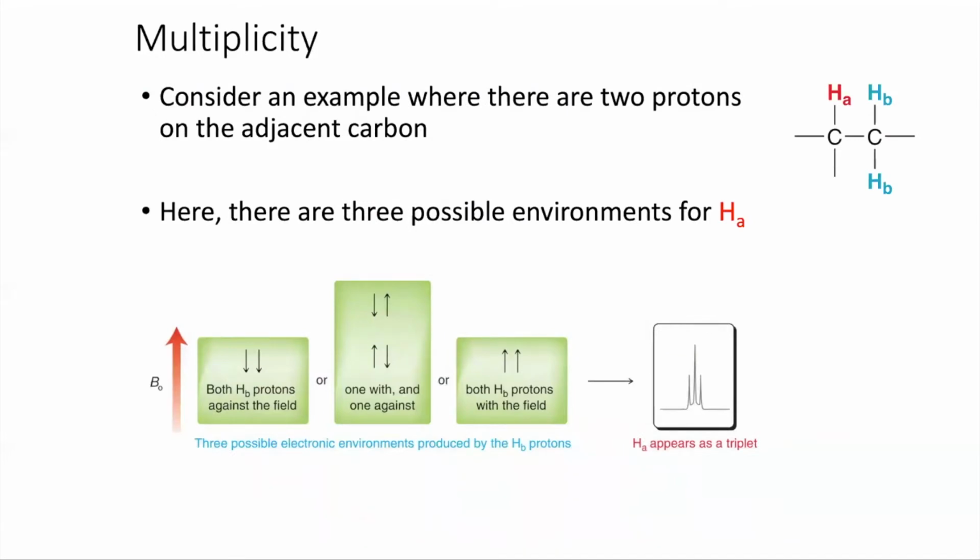Consider an example where you have two protons that are on a carbon next door to the one we're observing. Here are the three possible environments for HA. Both HB protons can be against, both HB protons can be with, and we can have one with, one against in two different patterns. And so what we'll see here is a triplet where the center signal is bigger because there's two possible scenarios for that configuration.